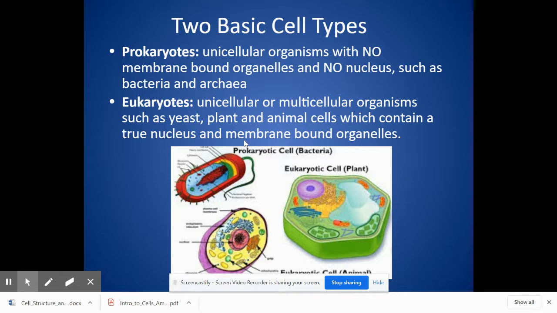There are two basic cell types. There are prokaryotes. Remember, pro rhymes with no. These are unicellular organisms, or made of one cell, with no membrane-bound organelles and no nucleus. These include things like bacteria and archaea. Then there are eukaryotes. U rhymes with do. They do have membrane-bound organelles, and they do have a nucleus. And these can be unicellular, but mostly we think of multicellular organisms like yeast, plants, and animal cells.